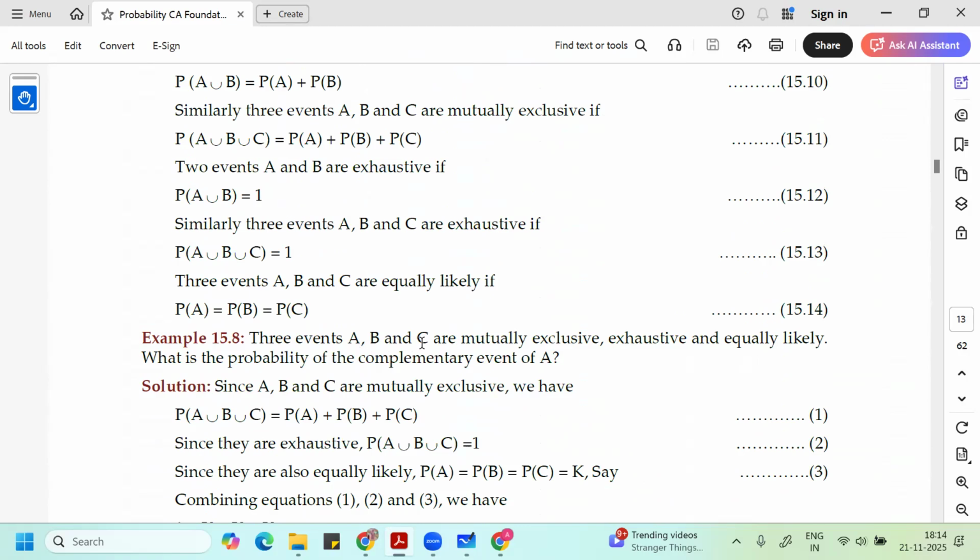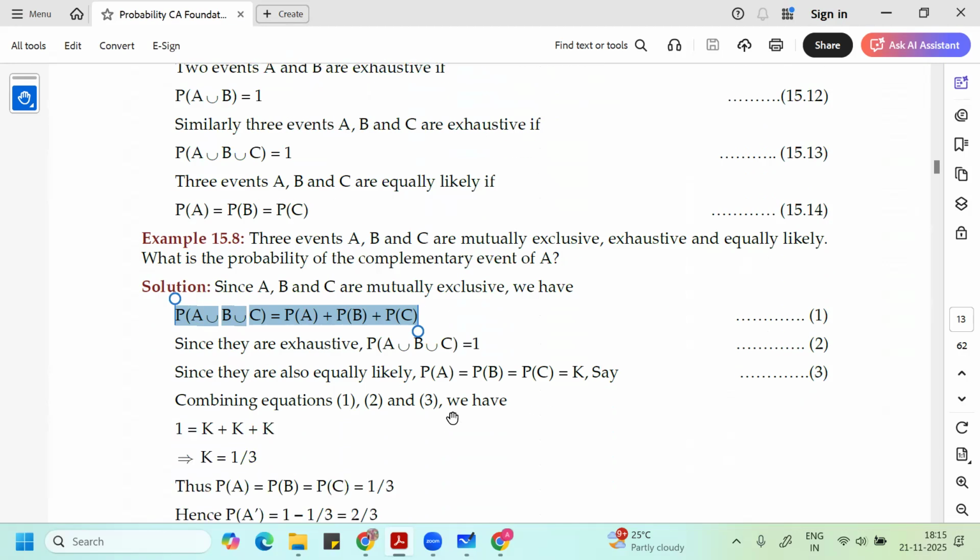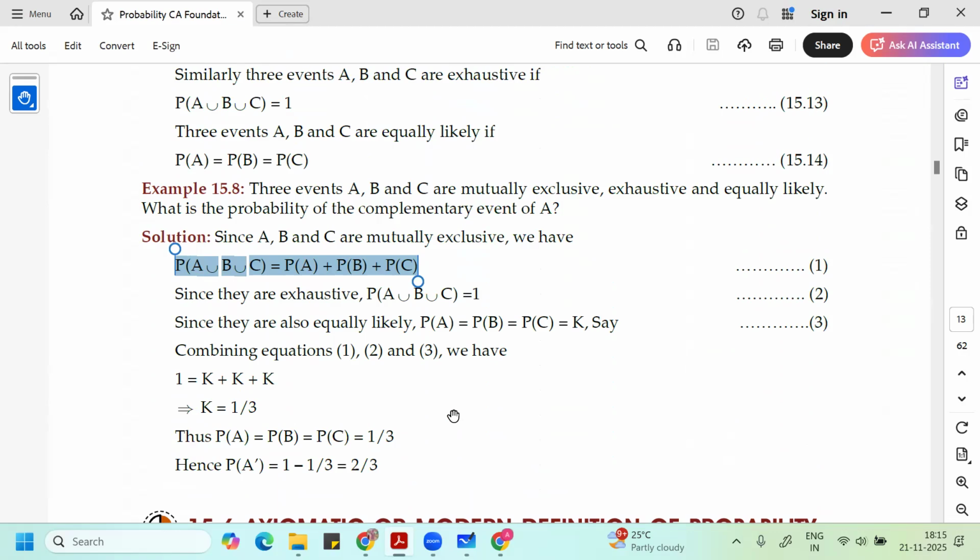Here, if the three events are mutually exclusive, exhaustive, and equally likely, what is the probability of the complement of A? A union B union C means A plus B plus C, and because they are exhaustive, A plus B plus C is equal to 1. Equally likely means all will be the same. Let it be X, so the probability will be 1 by 3, and so probability of A would be 1 by 3. What is the probability of the complement of A? That would be 2 by 3. A very good question.